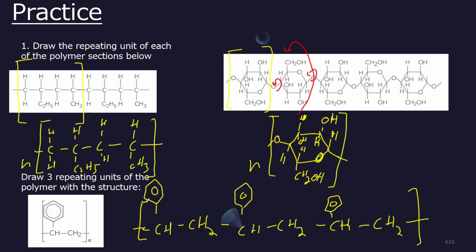So you should be able to do both, identify the repeating unit in a section of a polymer, and then extend one repeating unit or even a monomer into some section of a polymer.